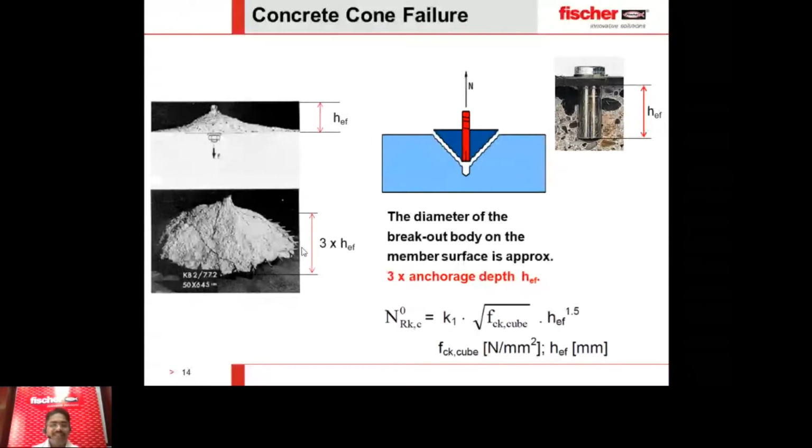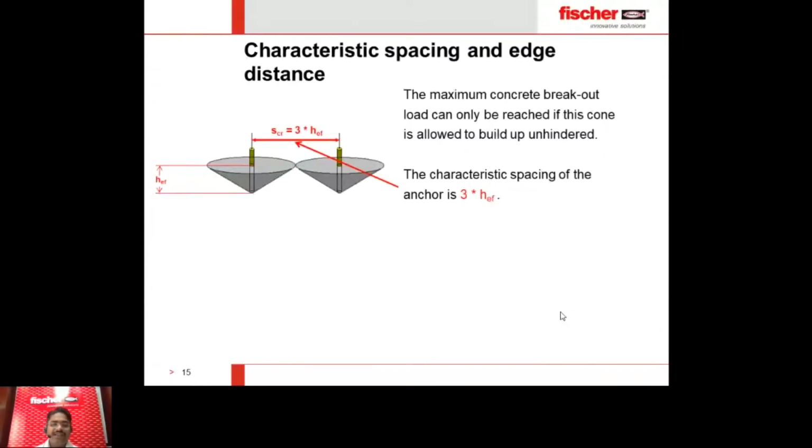What is characteristic spacing and edge distance? To get 100% capacity of the anchor in terms of concrete cone failure, you should keep the distance between two anchors at 3 times H effective, or 3 times the embedment depth. Then you will get 100% capacity of each anchor. In the actual case this is sometimes not possible, for example with an embedment depth of 100 mm, the spacing would need to be much larger on site. So as the anchors come nearer, the reduction factor starts working for the spacings.